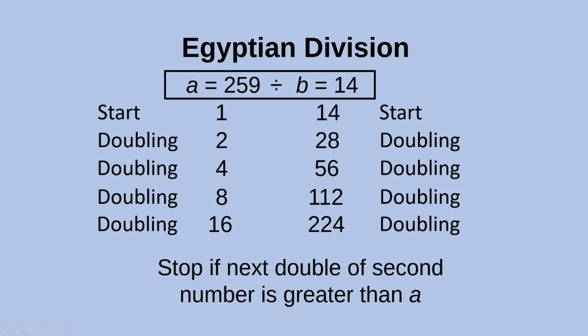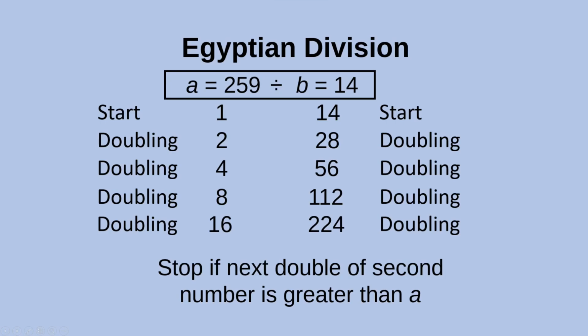Suppose I want to divide 259 by 14. So a is 259 and b is 14. Then we have to create the two columns. The first column on the left is the powers of 2, and the second column is the multiples of 14, which is the divisor. So we can set up these 5 rows by just doubling the previous number in the previous row.